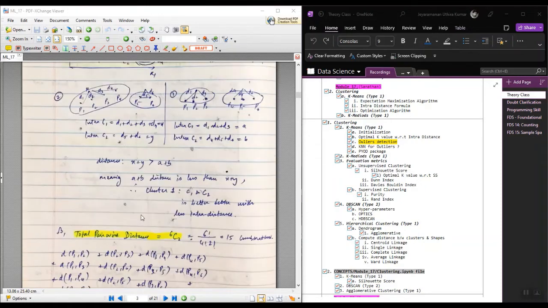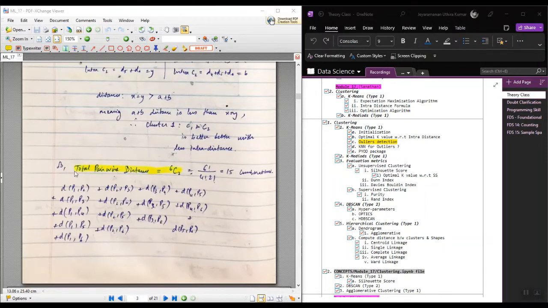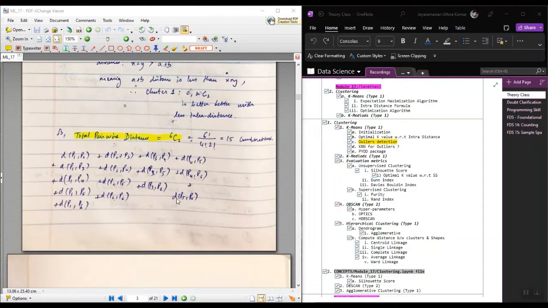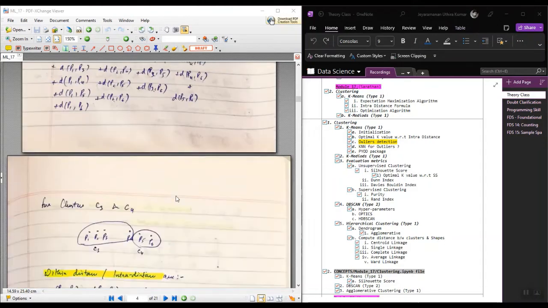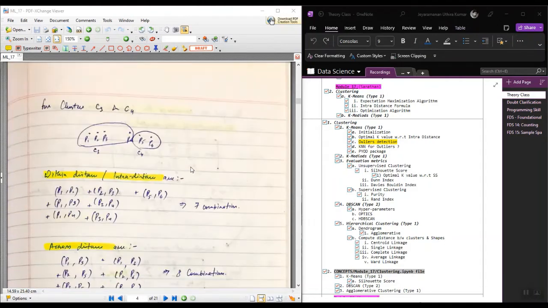So let's say there are 6 points here, as we know. 6 points means how many pairs of distance are there? That means 6 choose 2, that is 6 factorial over 4 factorial times 2 factorial, which is 15 combinations. The 15 combinations are written here like this: P1 P2, P1 P3, like this. So these are the total number of combinations between these 6 points.